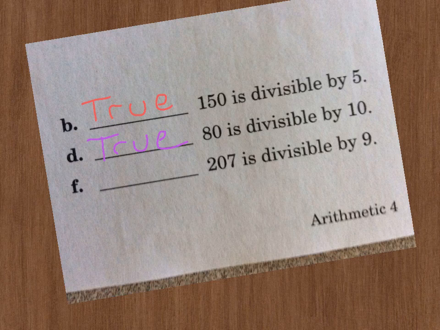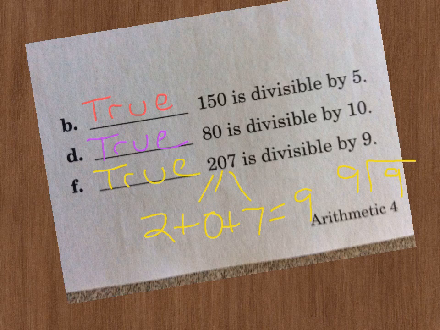And the last one here, stand up if you think 207 is divisible by 9. If that's true, stand up. If you think it's false, stand up. Now the rule for 9, just like the rule for 3, you add up your digits. 2 plus 0 plus 7. That's 9, and then you ask yourself, does 9 go into 9 evenly? Yes, of course. This one is true.